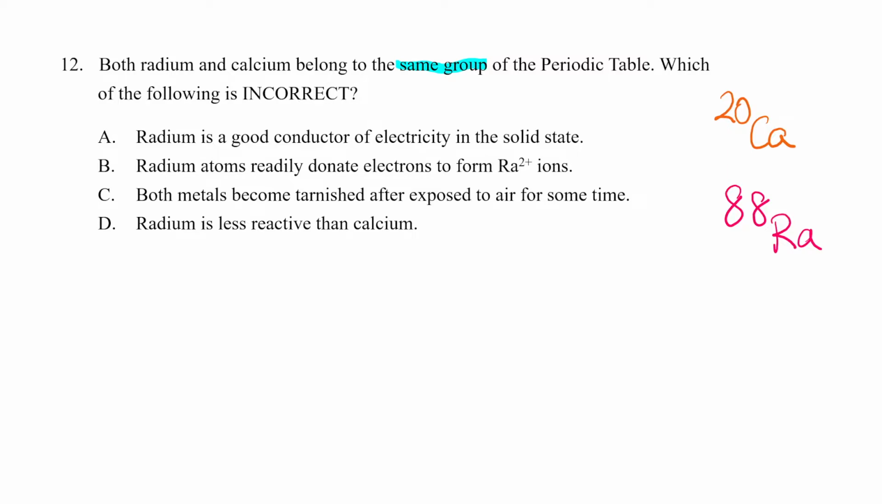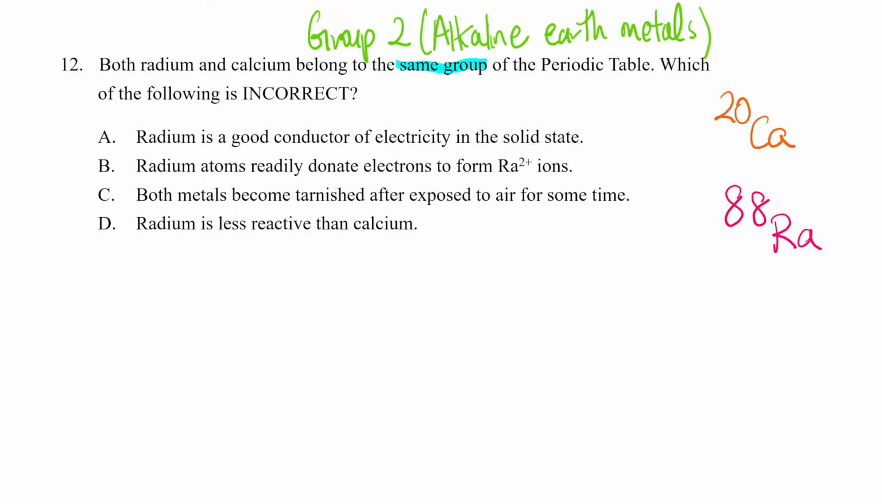So it says they belong to the same group. So what group does it belong to actually? Yep, it belongs to group 2. What's the name of that group? Alkaline earth metals. Alkaline with an E, earth metals. So alkaline earth metals. Okay, now let's try to answer the question.